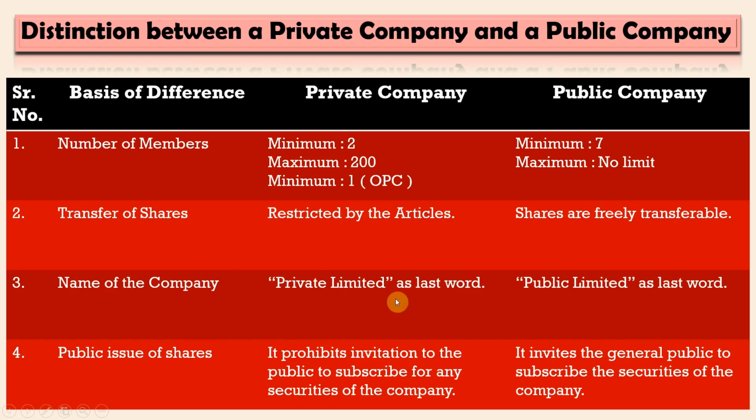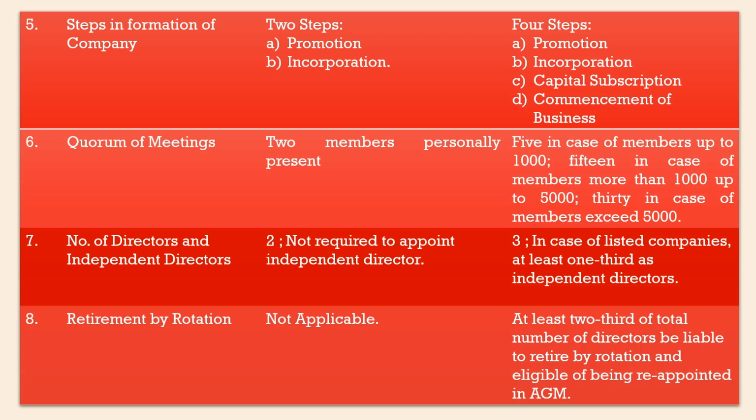Name of the company, private limited as a last word. If a company is a private, then it has to put as a last word private limited, and if a company is a public, then it has to put the last word as public limited. Now next comes public issue of shares. It prohibits invitation to the public to subscribe for any securities of the company. So in private company, there is a prohibition on the invitation of the public to subscribe its shares. But in case of public company, it can invite general public to subscribe the securities of the company. So these were the first 4 distinction points. Now let us move on to the next.